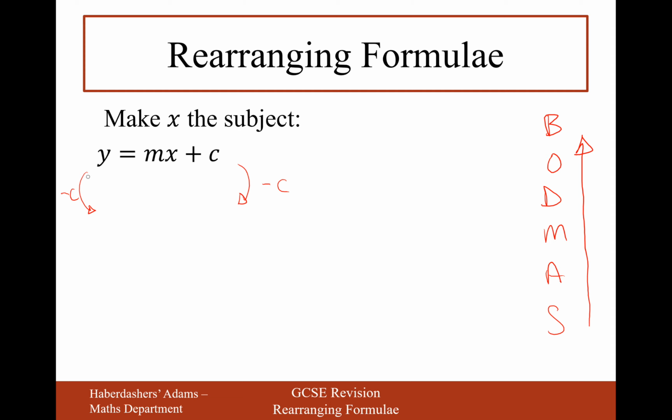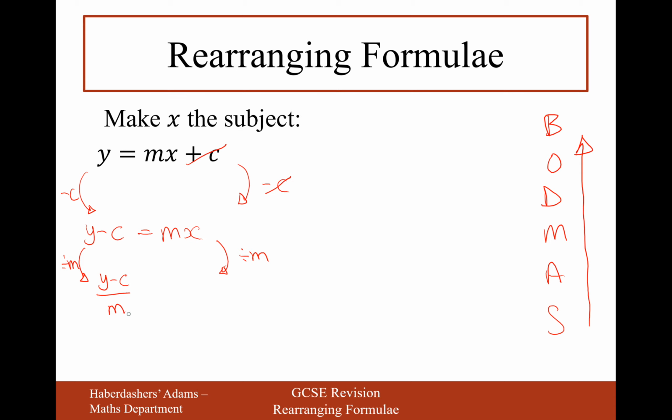On the left hand side it's Y, take away C, so that'd be Y minus C. And on the right hand side it would be mx plus C, take away C. What will happen is this add C and this minus C will cancel each other out and you'll be left with mx. The next thing we'll do is move up, and on the X is a multiply, so now we'll undo the multiply. The opposite of multiplying by M is to divide by M. So that's what we'll do to both sides, divide by M. So that's take Y minus C and then divide it all by M.